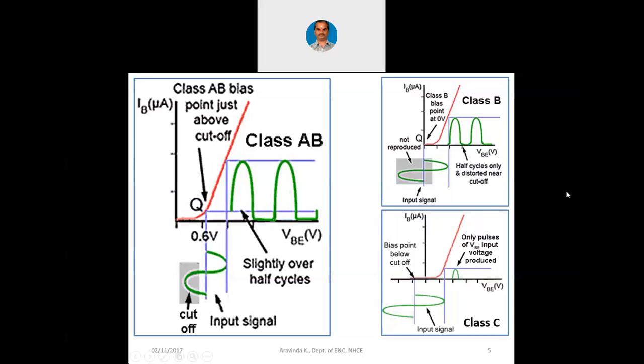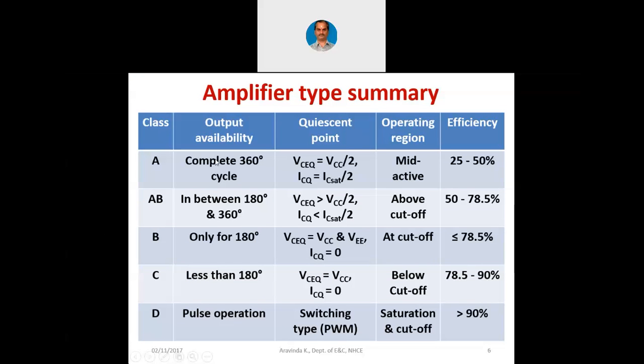So through these diagrams, it is clearer to you how class A, AB, B and C are going to work. And remember, all these are power amplifiers. In the sense, all these amplifiers handle power in watts and not in milliwatts. So, an amplifier summary here. You can see the complete summary in the table.